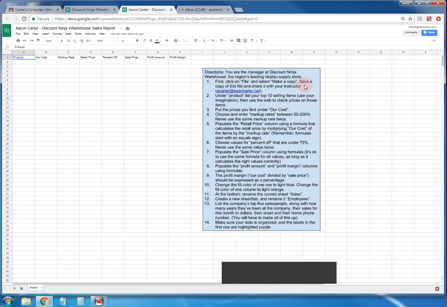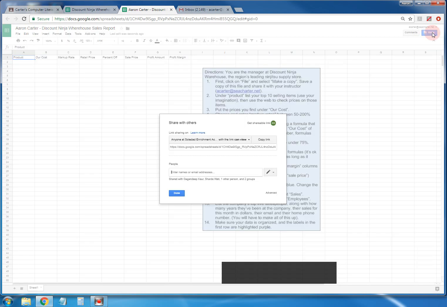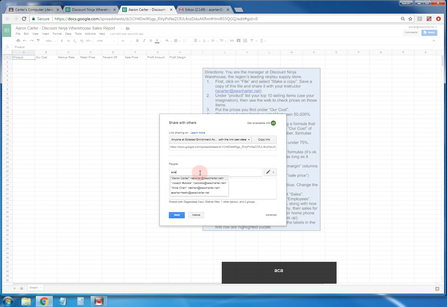Alright, now we need to share it with the instructor. How do we share? Well, you come up to this button that says Share, and you left click. And there's a couple of settings that you can change here depending on who you want to share it with. If you want to share it with specific people, then you just type in their email address. You can type in more than one person's email address.